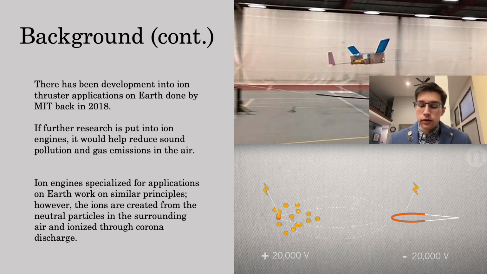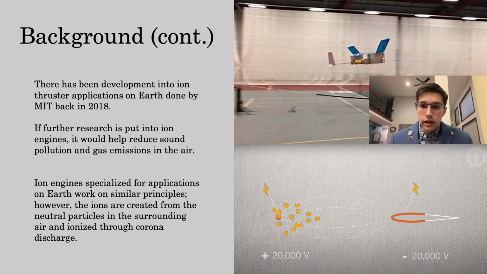There has been some development on Earth that utilizes similar principles, but instead they ionize the surrounding air due to the high electric field created between two electrodes. Those ions are then accelerated by that electric field and create an air current. MIT back in 2018 created a glider that uses ion propulsion.